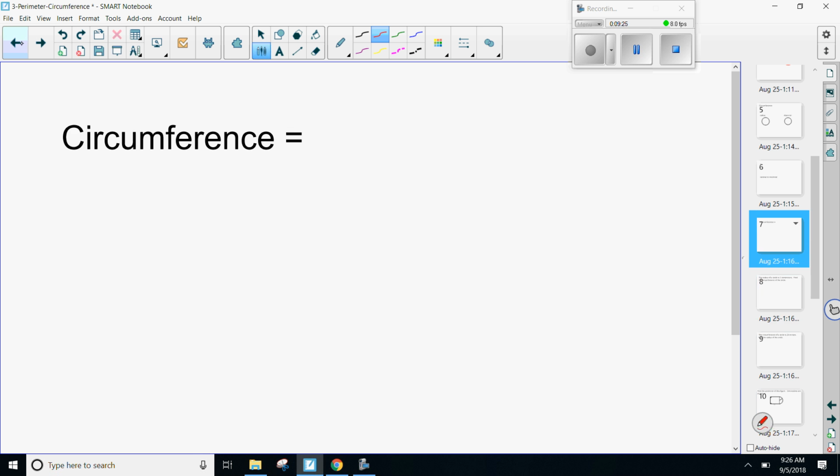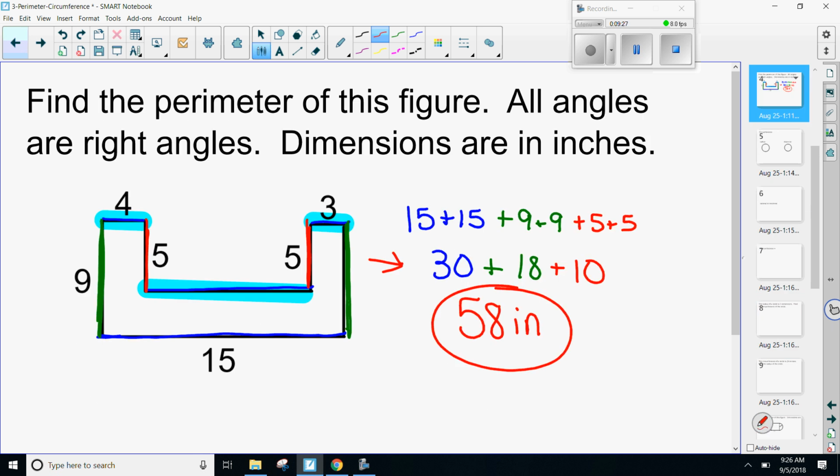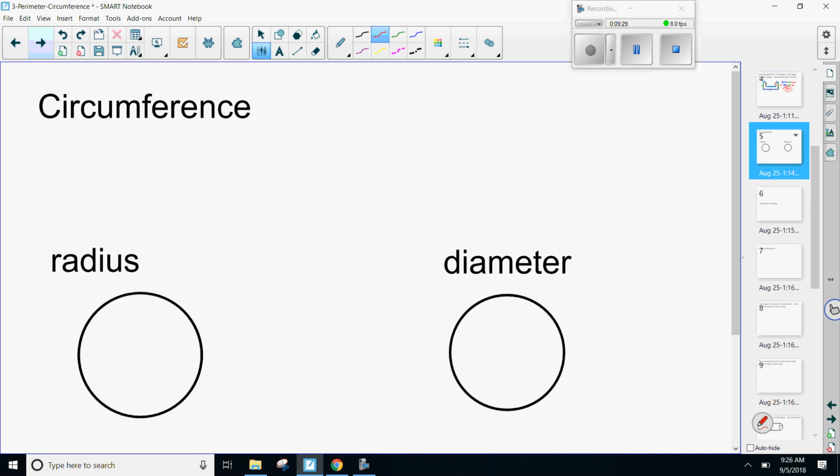So in order to do that, what we have to do is we need to talk about something called circumference. Circumference is just the perimeter of, oh, I better write the word out. Sorry, my shorthand there. It's the perimeter of a circle.